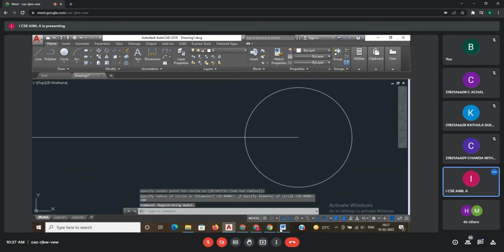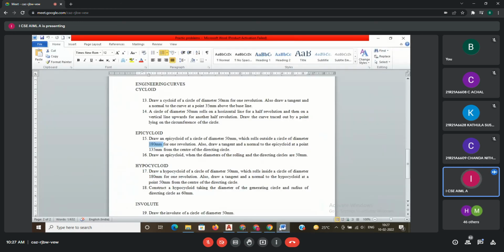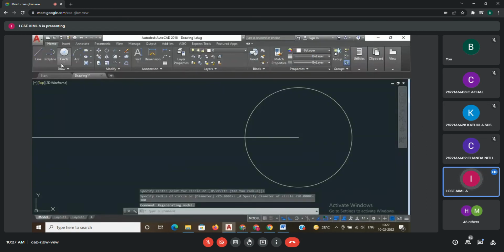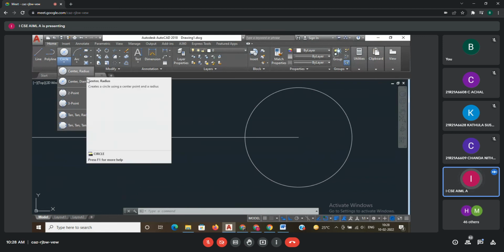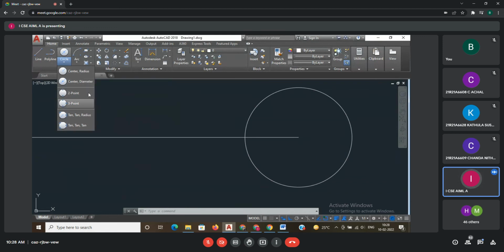Next, what is the diameter? 50 mm diameter. Then which option do I want to select in circle? Center radius, center diameter, or 2 point, 3 point? Which one do I want to select for drawing a 50 mm diameter circle?